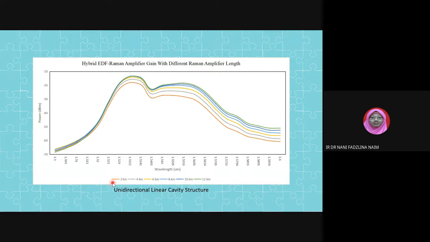The higher the length, the higher the power. But at a certain point, it will saturate or become constant. For this structure, the most optimum Raman amplifier length is at 12 kilometer. We can see at 12 kilometer, it has the highest gain. So 12 kilometer is the most optimum Raman amplifier length.